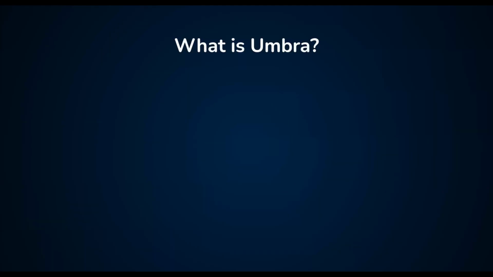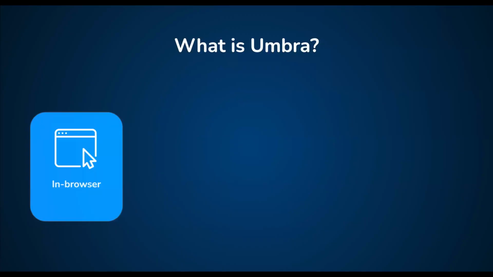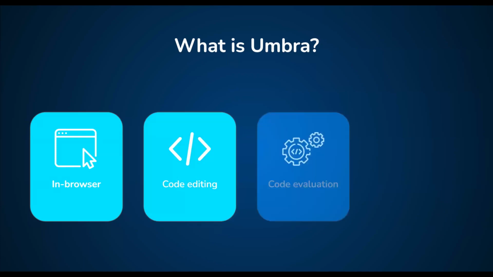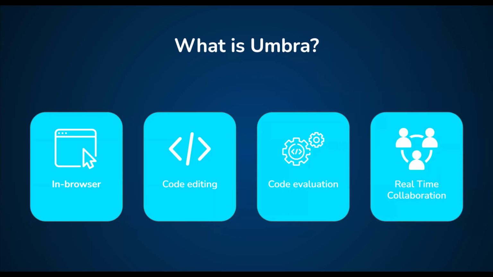So, what is Umbra? Umbra is a browser-based code editing and evaluation tool for quickly and seamlessly collaborating on code in real time. Umbra's emphasis is on being unusually lightweight and convenient, while still offering robust functionality to effectively support our targeted use cases.